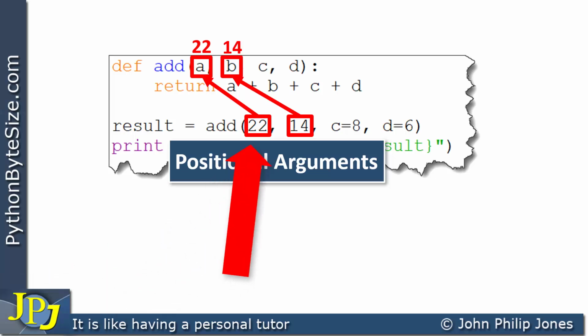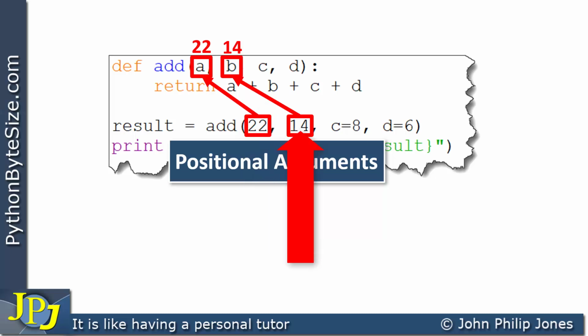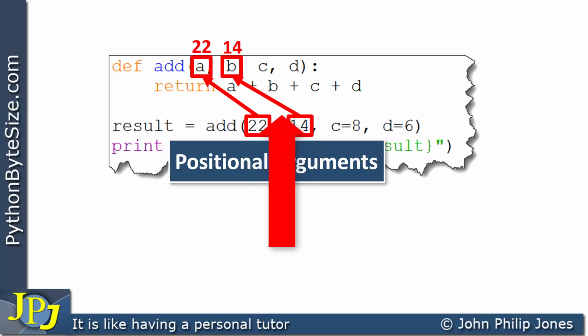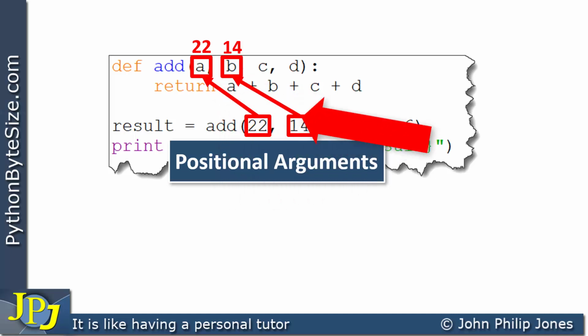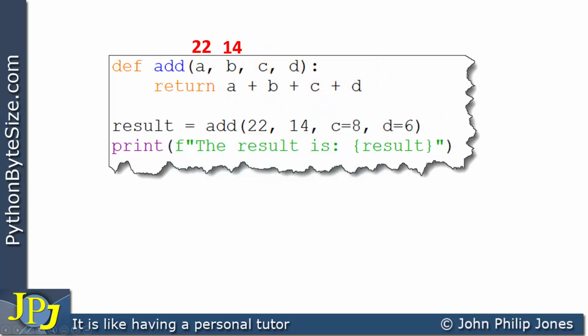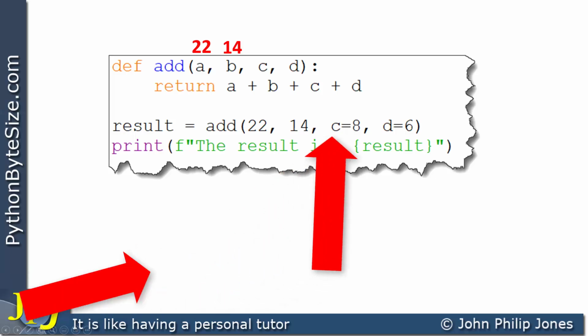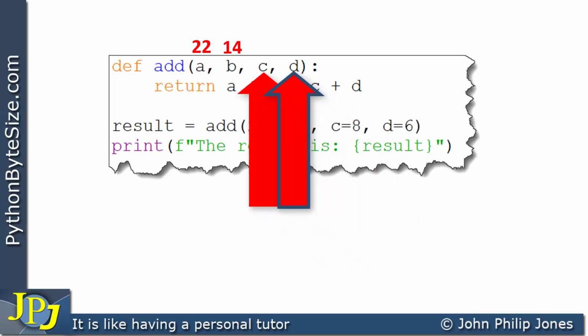For example, this 22 is first in the brackets of the call, and this A is first in the brackets of the definition. This is second in the brackets of the call, and the B is second in the brackets of the definition. So you can see the arguments are passed to the parameters based upon their position. Now you can see here we have C and D, and they are keyword arguments, and the C and the D reflect the C and the D here in the definition of the function.